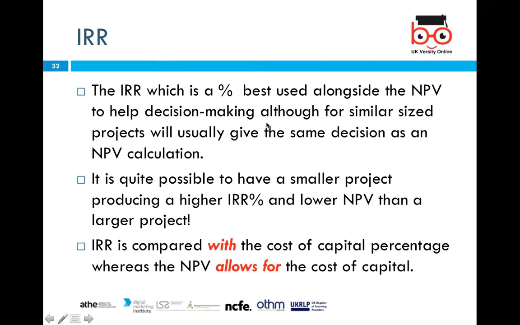So this is actually the best expression in percentage and best used alongside the NPV to help decision making, although for similar size projects it will usually give the same decision as an NPV calculation. And it is quite possible to have a smaller project producing a higher IRR and a lower NPV than a larger project. That's the normal phenomenon of the IRR and NPV.